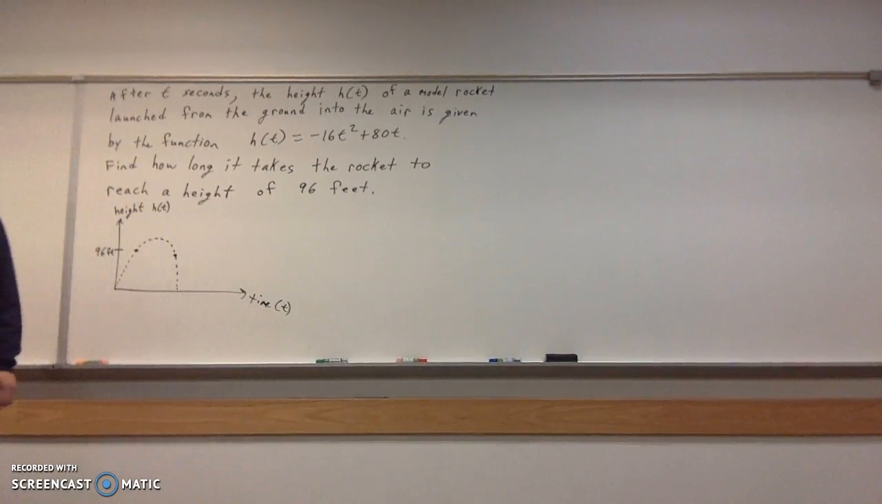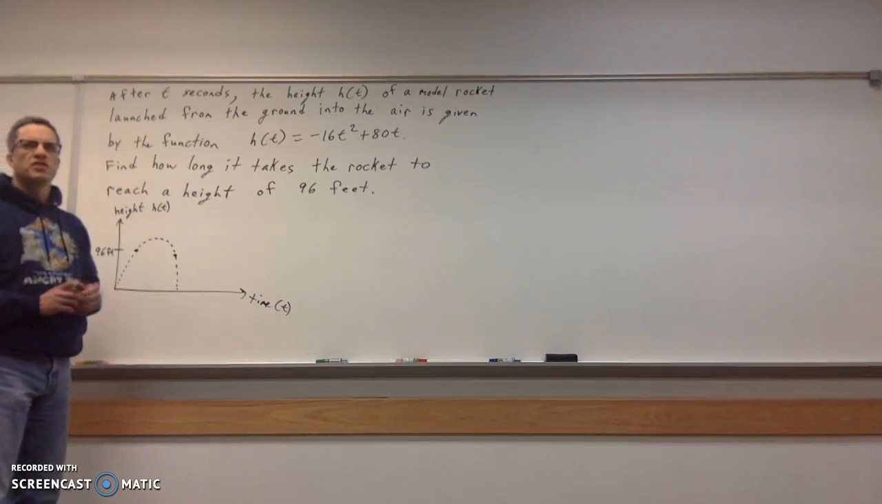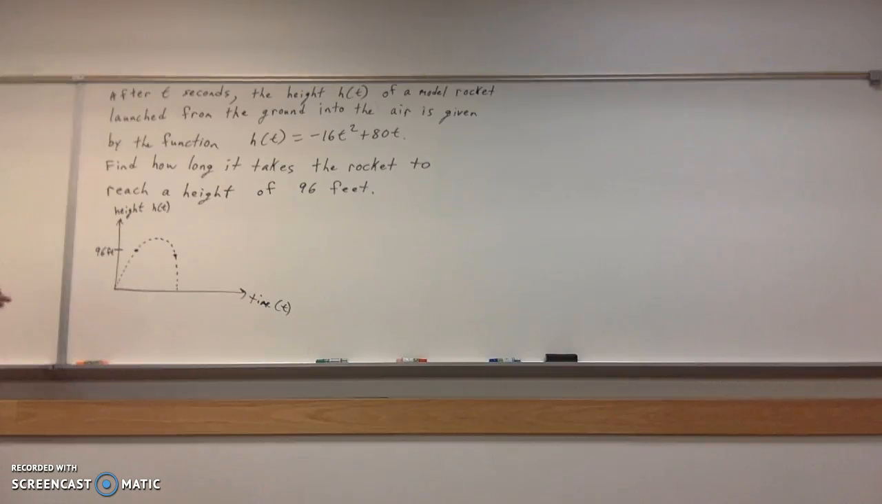Hi guys, we're going to take a look at a uniform motion type problem here. Not uniform motion, it's projectile motion, that's what I meant to say. In this case, we've got the height after t seconds, h of t, of a model rocket launched from the ground into the air, given by this function.